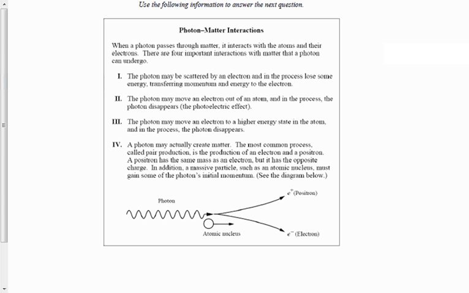Here's another scenario that is the basis of some questions that I want you to do. Photon matter interactions. It says when a photon passes through matter. You know what? I'm going to let you guys read this yourself, okay? Rather than me read it for you. But what I want to point out before we do that is just a couple of things, okay?